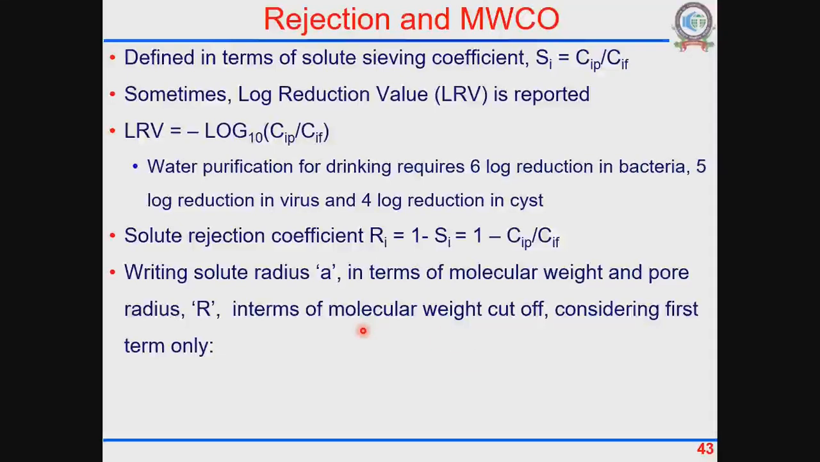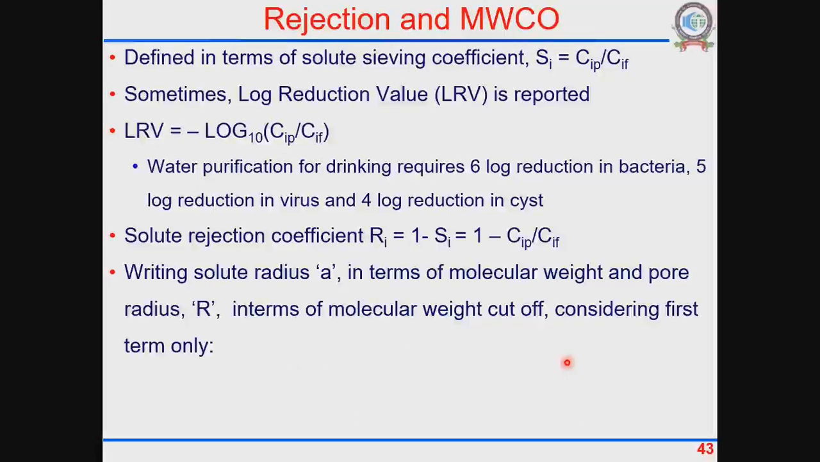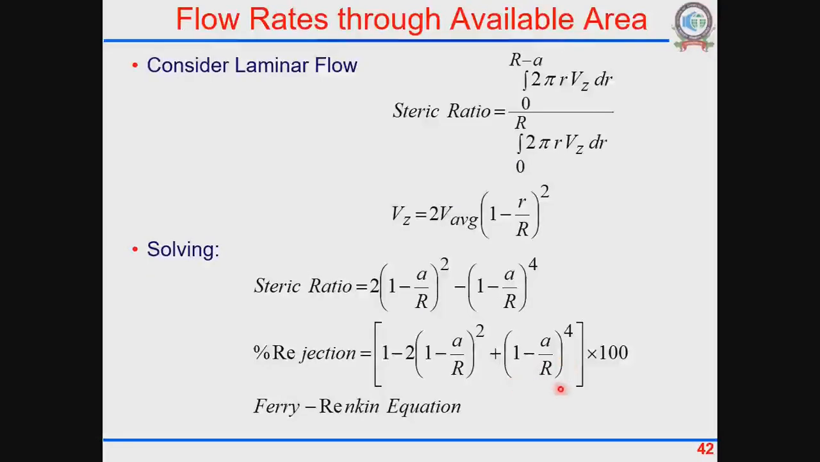Okay, so do that for yourself right now. Pause the video, do the calculation, then only go forward. If you do that, you will find that rejection will be 1 minus 2 times 1 minus molecular weight divided by molecular weight cutoff raised to 1 by 3, the whole square. We are of course neglecting the second term, because this term is very small as compared to this term. It is raised to 4, whereas this is only raised to power 2.